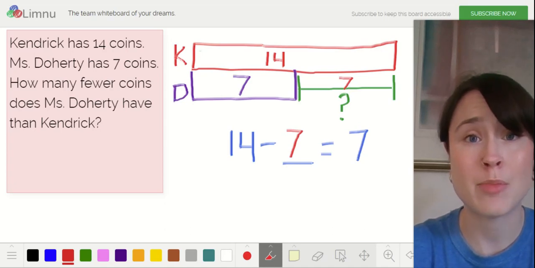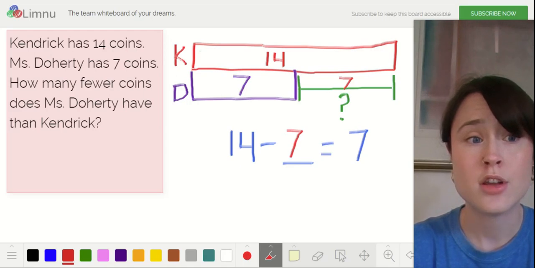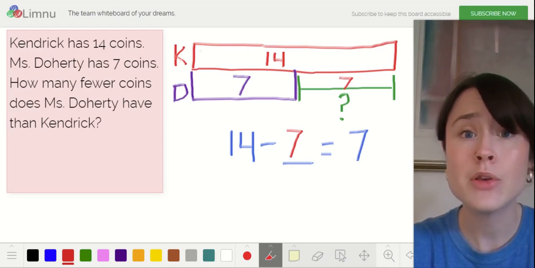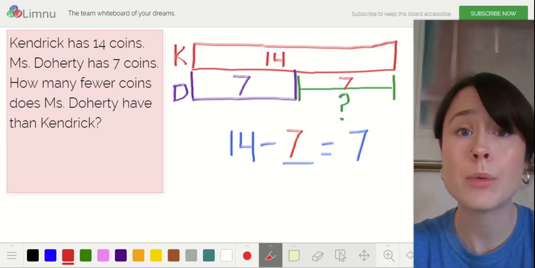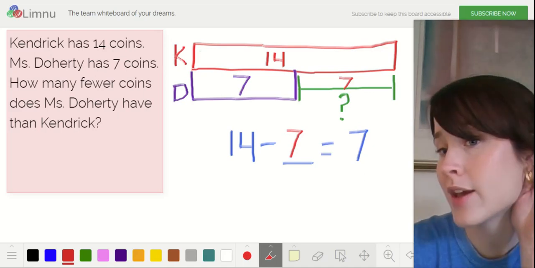All right, but here's the tricky part. I'm not going to stop here. We need to answer the question. So look back at the question. How are you going to flip that into an answer? What will you write down? I want to hear you say it.